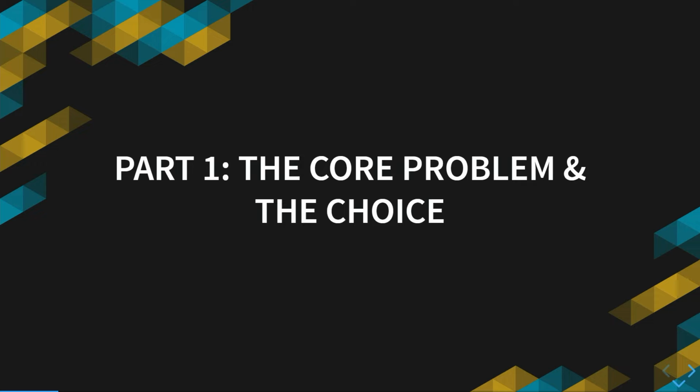The core problem and the choice. Alright, so let's kick things off with part 1. In this section, we're going to lay the foundation for everything that follows. We're going to talk about a single fundamental decision that every AI developer makes, whether they know it or not. And this is the core problem and the choice. The choice is, how do you decide to lay out your model's data in memory? And as we're about to see, this single decision has massive cascading effects on performance.